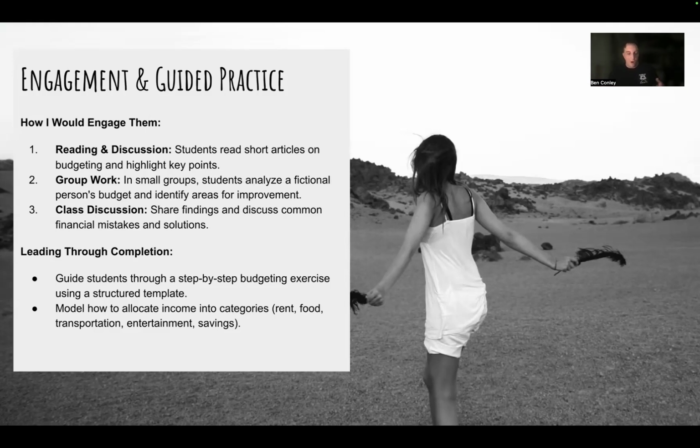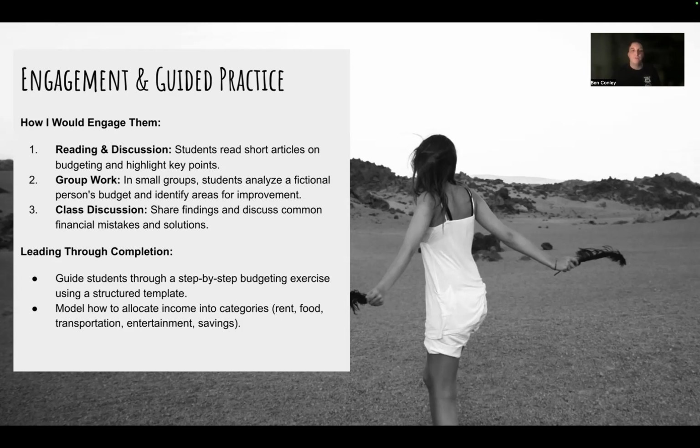So how I would engage them is reading and discussion. Students would read short articles on budgeting and highlight key points on their own. They could also do group work in small groups. They would analyze a fictional person's budget and identify areas for improvement. And or a class discussion, where they share their findings and discuss common financial mistakes and their solutions.